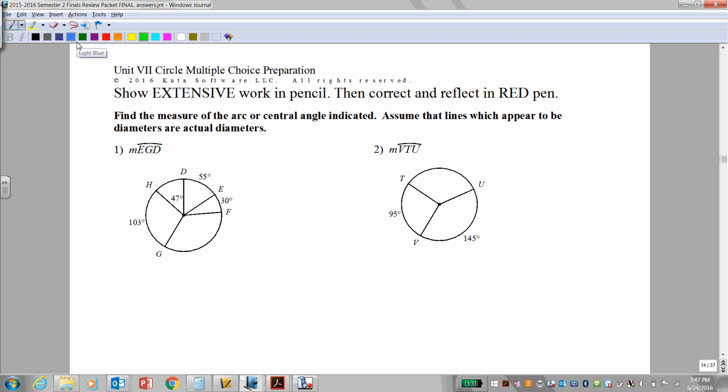Students, this is the flag help video for Unit 7, problems 1 through 30.